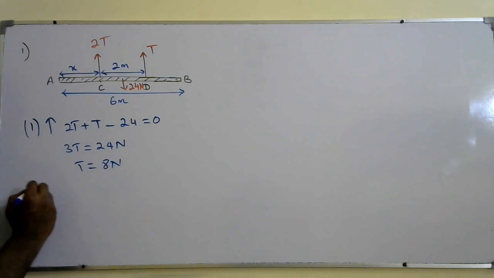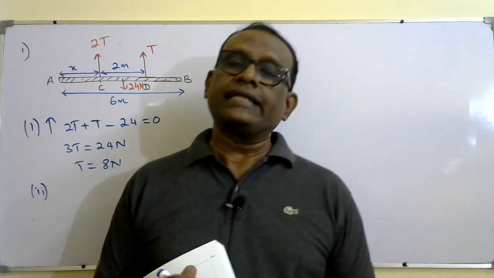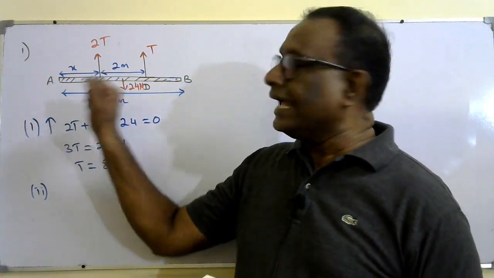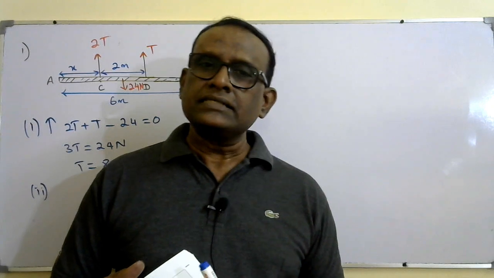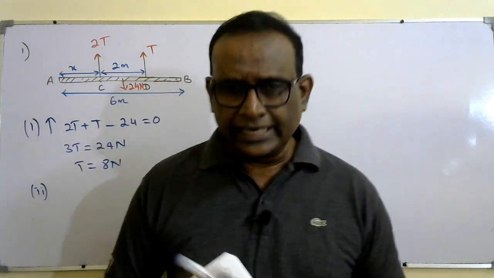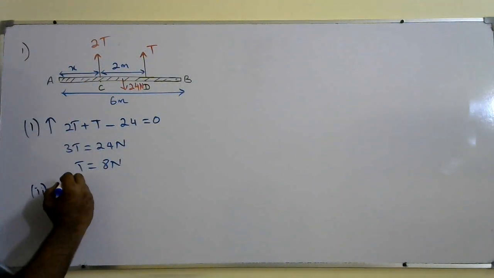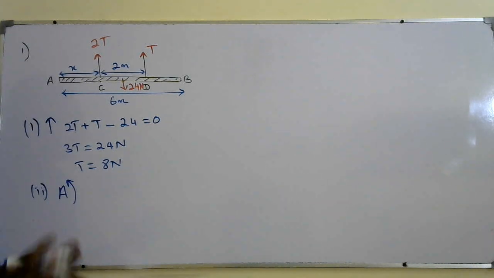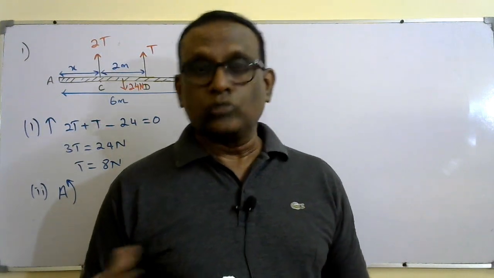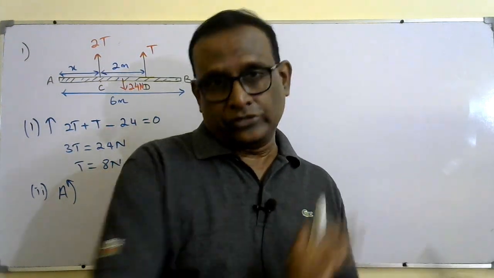Okay, second part, they asked to find the distance x. I can take moments about any point. Any point could be taken as a pivot. For no particular reason, I'm just taking A as the pivot. You know, moment means force times the perpendicular distance to the line of action of the force. You had it in IGCSE and O level also. So we take moments about A. I'm taking the anti-clockwise direction as positive, no particular reason. Clockwise moments I have to write as negative. Total moment equals 0.